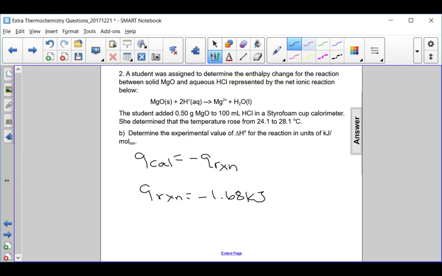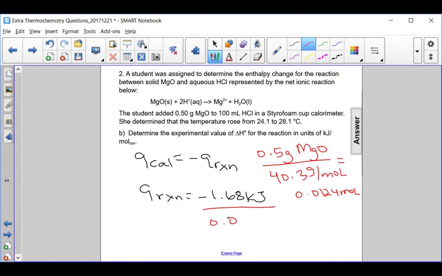So just off to the side here, if I have 0.5 grams of MgO and I divide by the molar mass from the periodic table, 40.3 grams per mole, I get 0.0124 moles of MgO. So I'm going to take negative 1.68 kilojoules per 0.0124 moles, and I get negative 135 kilojoules per mole.